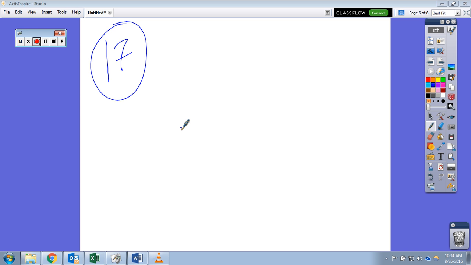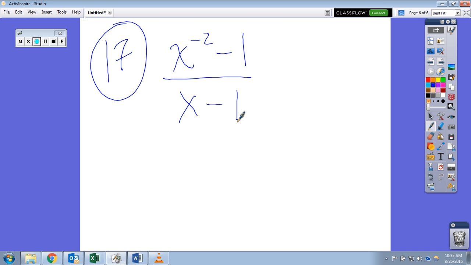We're reviewing the algebra and precalculus review, which is called the sample questions for calculus placement. Number 17, we have x to the negative 2 minus 1 all over x minus 1.